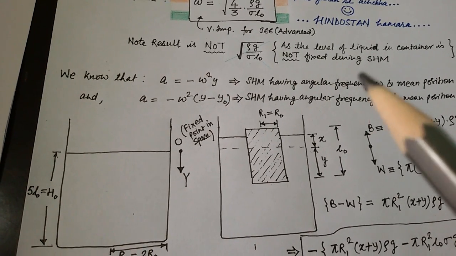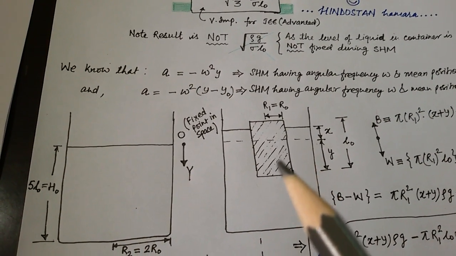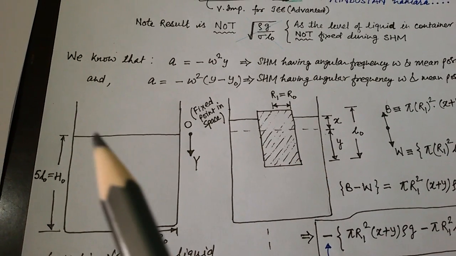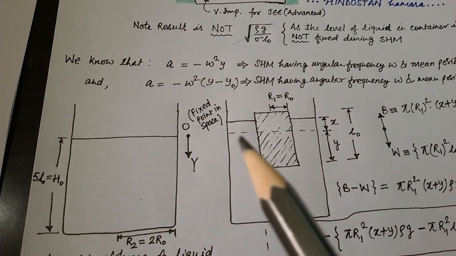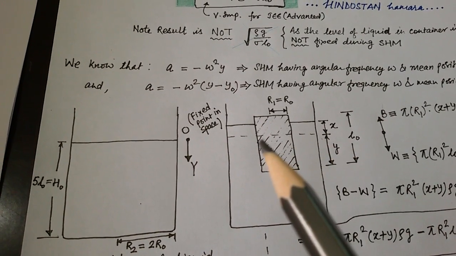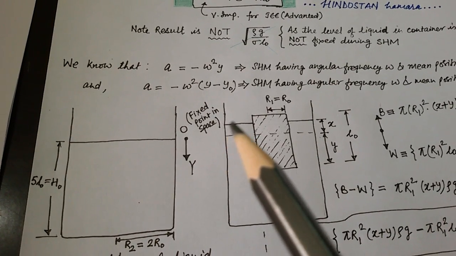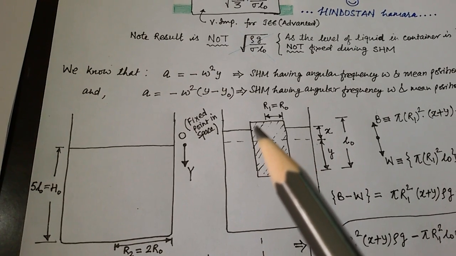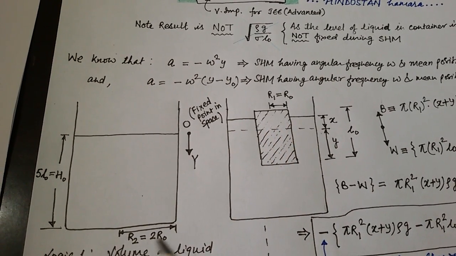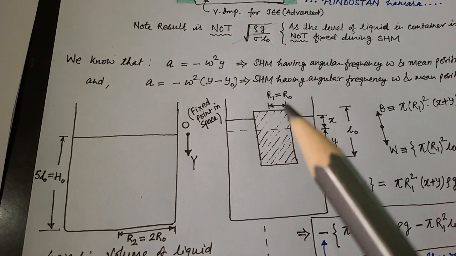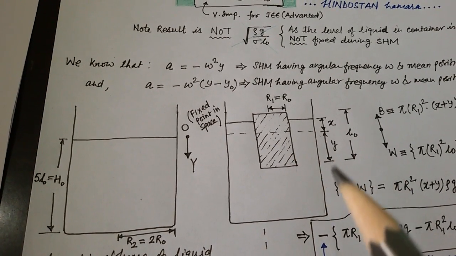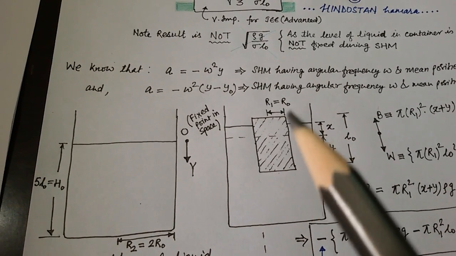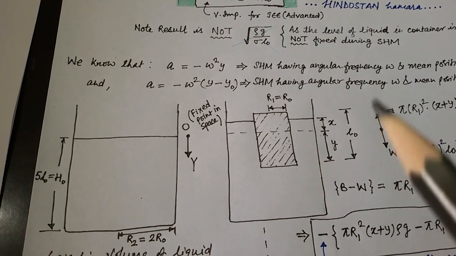This figure represents any moment when the block is performing its simple harmonic motion. So see it carefully. This level of liquid is here. But at this moment the liquid has reached this level. This dark line is the liquid at this moment. So see, R2 is 2R0 and R1, this radius, is R0. So this length is Y and this is X and the length of the block is L0, right?